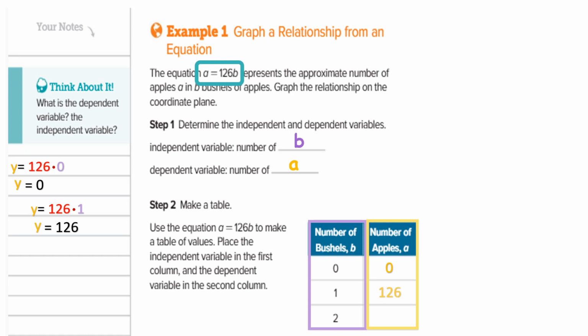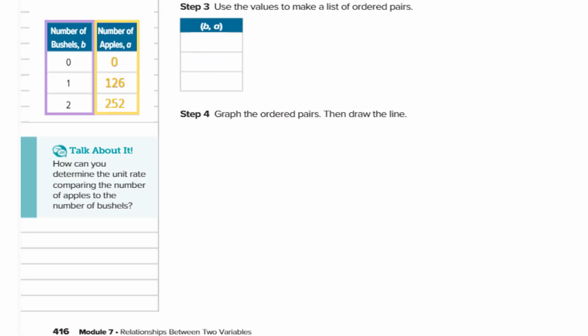Now I'm going to plug in 2. Now I have y is equal to 126 times 2. Well, when I multiply 126 times 2, I get 252. So I have y is equal to 252. So my third output, or my third dependent variable, when I have 2 as my independent variable, is equal to 252. Once I have that information, then I have to make them into ordered pairs. And once again, my independent is going to be my x, my dependent is going to be my y. Notice they show you the ordered pairs in the order of B, A.